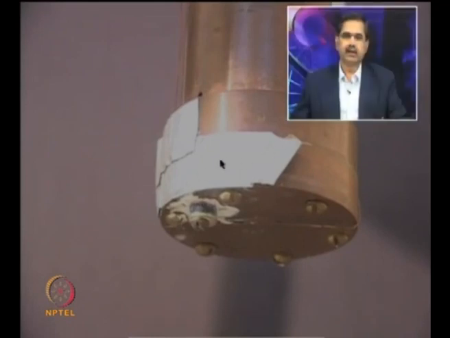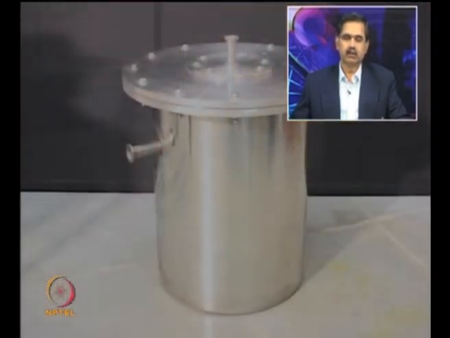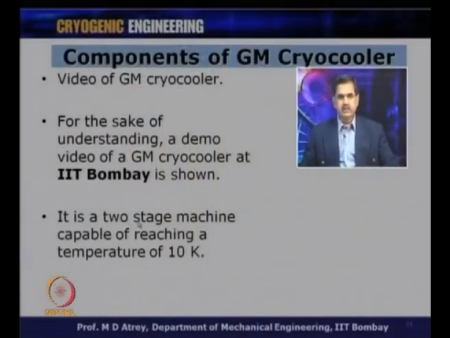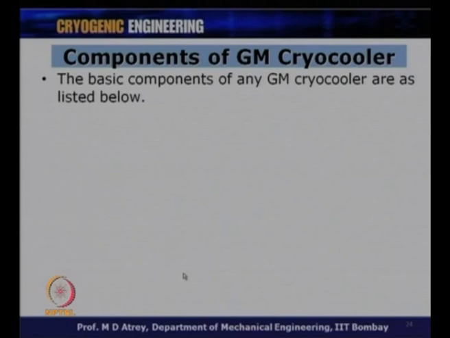Here, whatever you want to cool will be conductively coupled to the second stage of the GM cryocooler. Now, if I want to test the performance of the GM cryocooler, we have made this vacuum jacket, and in this vacuum jacket this 2-stage GM cryocooler will be put in. This flange can be taken off, and the flange with the GM cryocooler can be put in this case. So, this is nothing but a vacuum jacket to test the performance of the GM cryocooler. It is a 2-stage machine capable of reaching a temperature of around 10 Kelvin. The lowest temperature is possibly around 10 Kelvin, but normally it is referred to as a 10 Kelvin cryocooler, 10 Kelvin machine. So, what are the different components of a GM cryocooler?